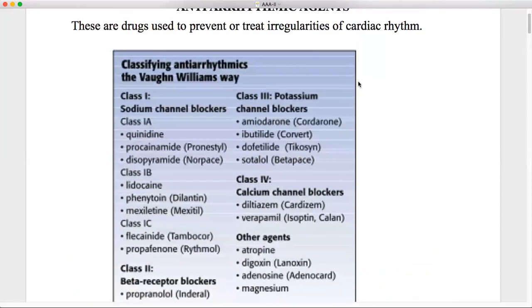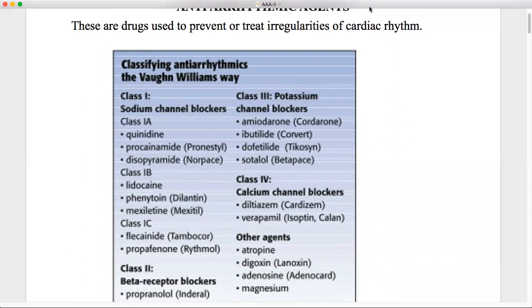Okay, so these drugs are classified basically into four divisions or four types. The first one is the sodium channel blockers, also called class 1 blockers or class 1 agents, and also called membrane depressant agents. Okay, sodium channel blockers or membrane depressant agents, that is class 1.